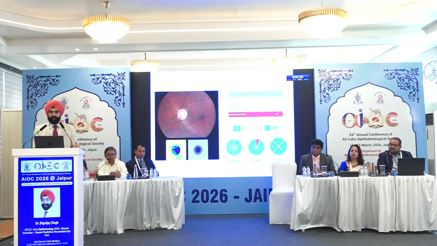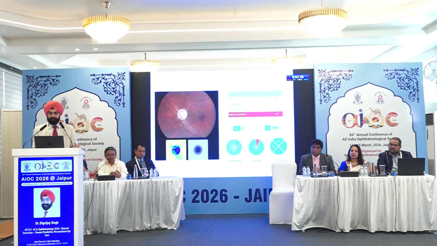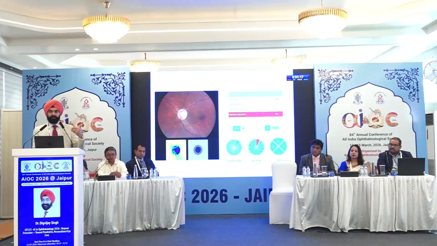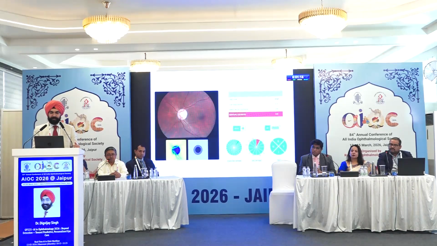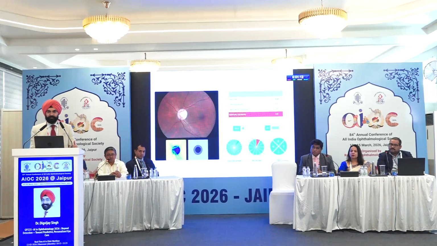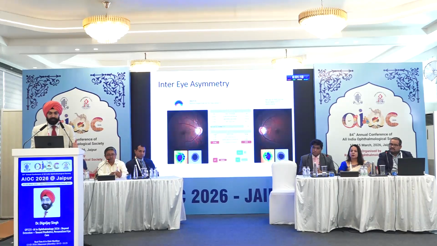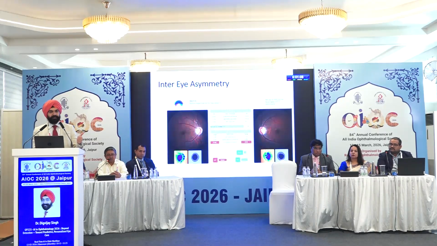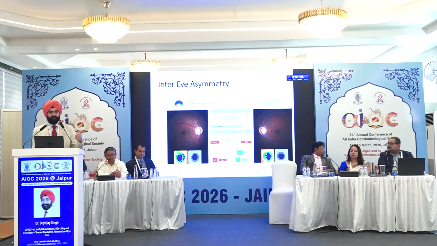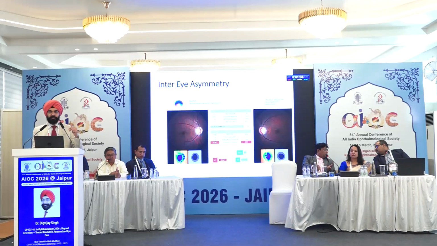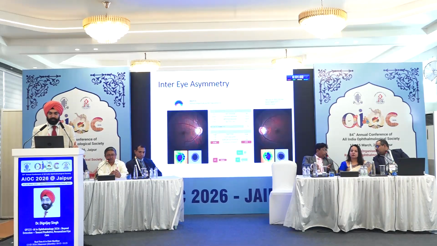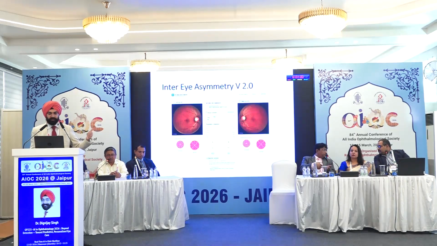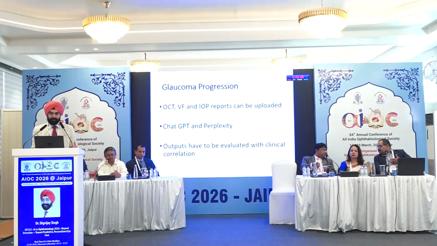This is the kind of output that we get from this AI software, and it helps objectify. Remember, there is a lot of inter and intra-observer variability when it comes to glaucoma, and this AI helps us objectify that. The other thing it does is quantify inter-eye asymmetry. We know that asymmetry in glaucoma is an important marker for detecting glaucoma or for diagnosing progression. So inter-eye asymmetry is picked up in version 1 and version 2.